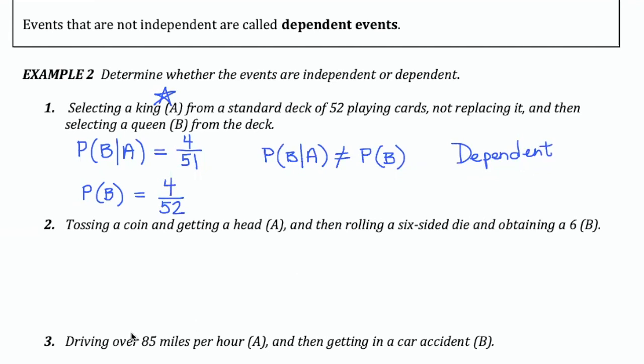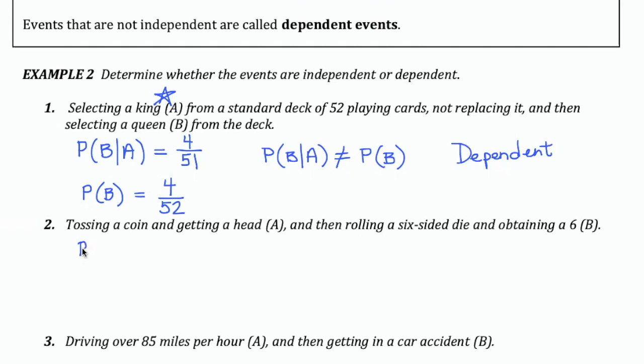Now, in the next example, our event A is tossing a coin and getting a head, and then rolling a 6-sided die and obtaining a 6, event B. This is where your common sense should kind of step in and say, okay, if I flip a coin first and then roll a 6-sided die, does the outcome on the coin affect what outcome I'm going to get when I roll the die? You should automatically feel like, no, these are going to be independent events. But in order to verify that, we're going to do the same thing as the last example, where first we're tossing the coin, then we're rolling the die.